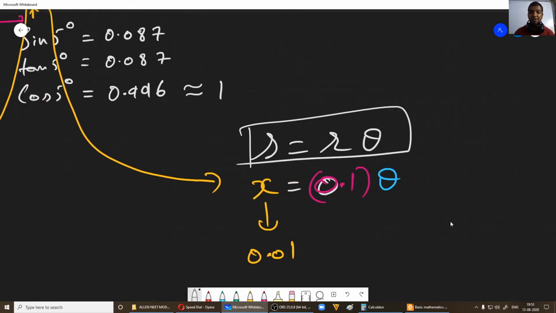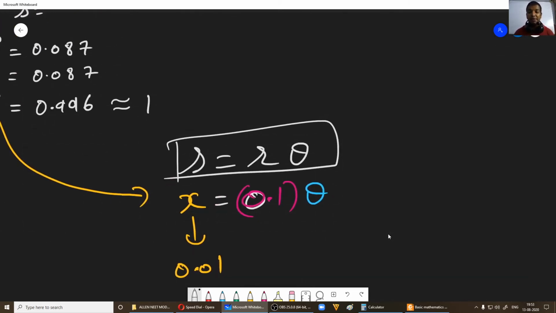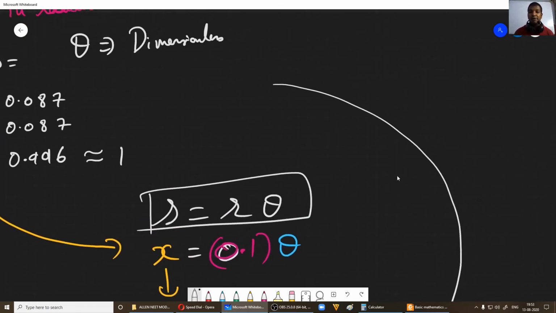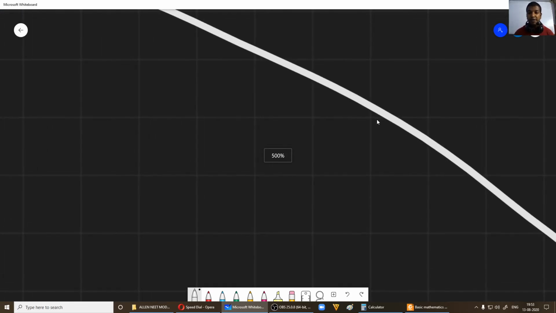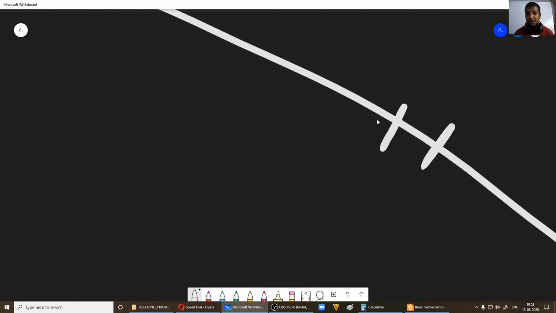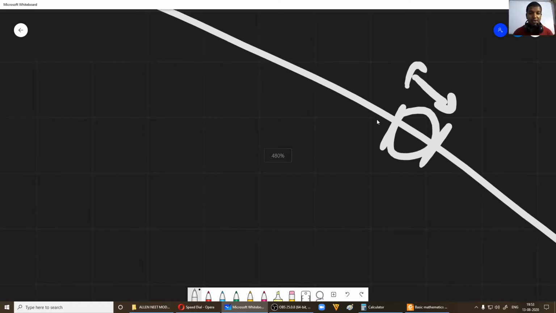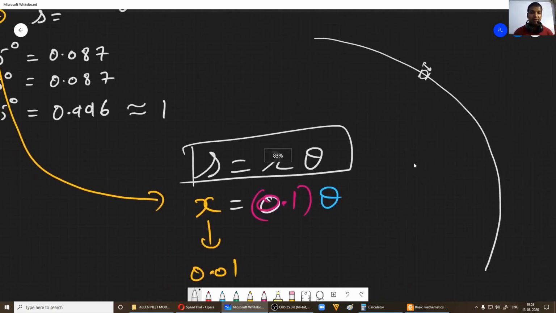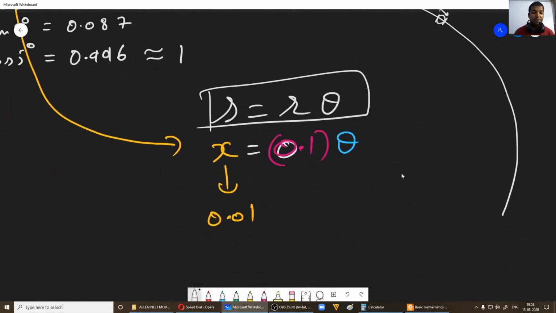Now few of you may ask, how can I use this S is equal to r theta? It's easy. Take this large circle, and if you zoom in and take a small chunk, how do you think this looks? It looks like a straight line, is it not? Therefore you can approximately use this formula, fine.